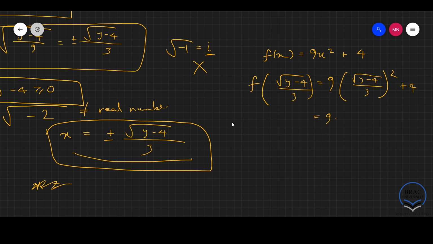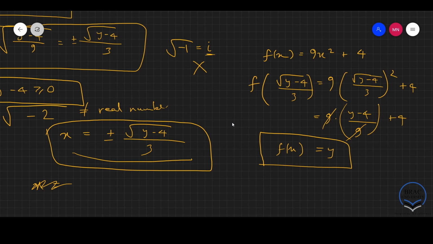So the square root term goes away, 9 times y minus 4 over 3 squared, which is 9, plus 4. The 9 cancels out. We have y minus 4 plus 4, and this is equal to y. Right, so we can see that f of x is equal to y, right? So our expression of x is correct, since y is equal to f of x.